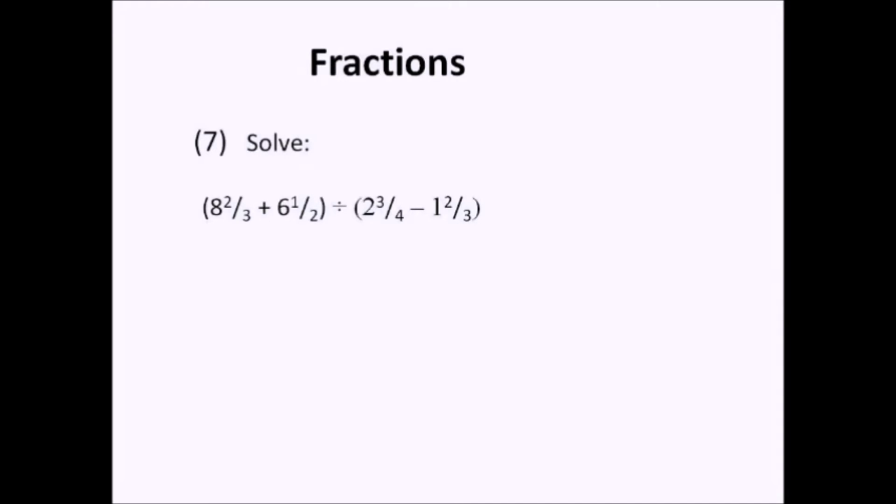Number 7, fractions now. And this is a hard one to solve. 8 2/3 plus 6 1/2 divided by 2 3/4 minus 1 2/3. Your brackets work first. Then you would do the division last. So go ahead, work your brackets. There are 2 ways you can work it. Any way is good. I'm going to show you the 2 ways in the answers at the end, but you need to know how to do this. This is a typical fraction question where you have to do more than one operation. Go ahead, get it done. All of the operations are in this one.